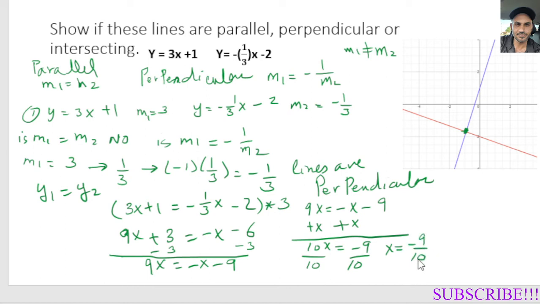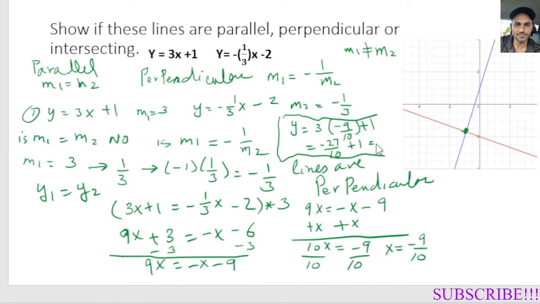So now that we have our x value, we can solve for the y value. We plug into one of these equations. So I'm going to plug into this first equation. y equals 3, and for x I'm going to plug in negative 9 over 10, plus 1. So this becomes negative 27 over 10 plus 1.